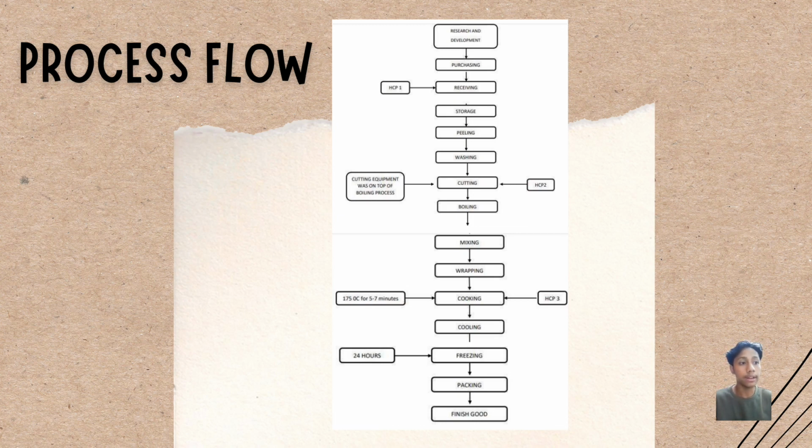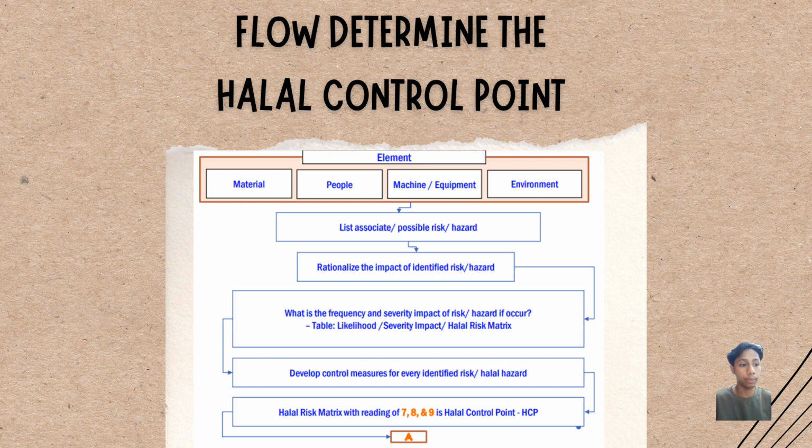So next is the flow to determine the halal control point. There are 4 elements. First is material, people, machine equipment and also environment. So you can see there is a list associated with possible risk and also hazard. Rationalize the impact of the identified risk and hazard.